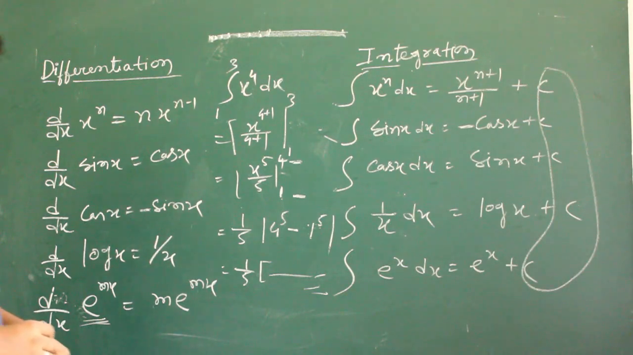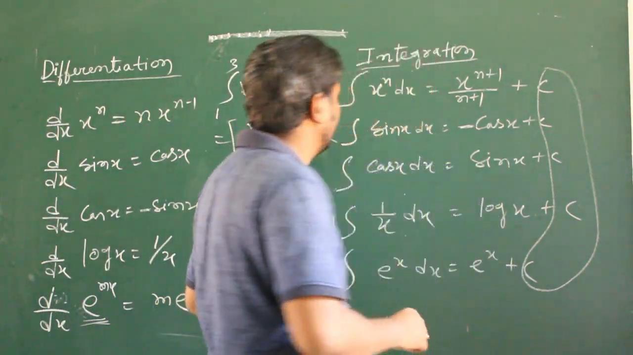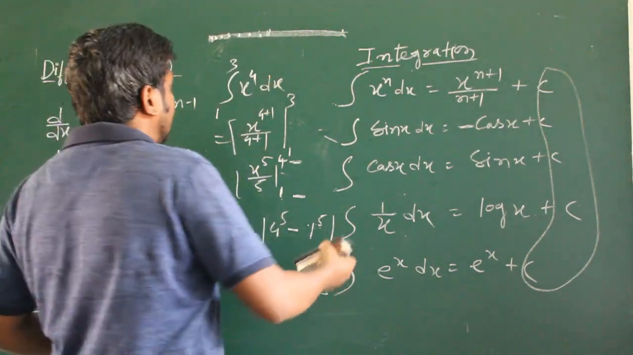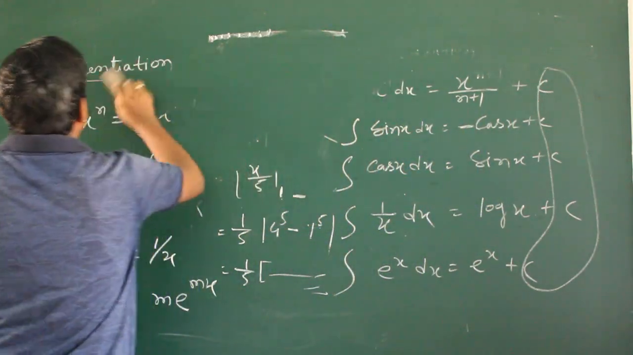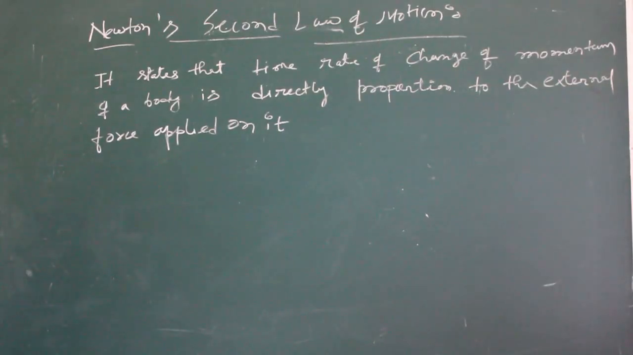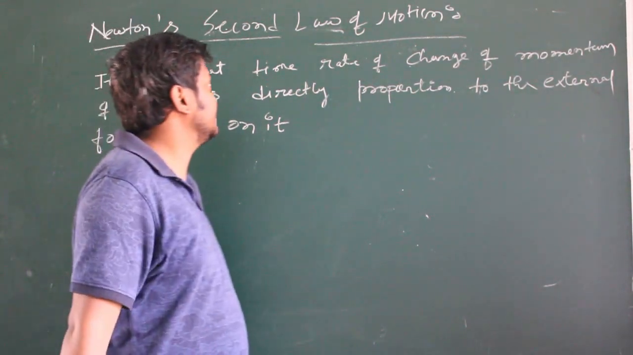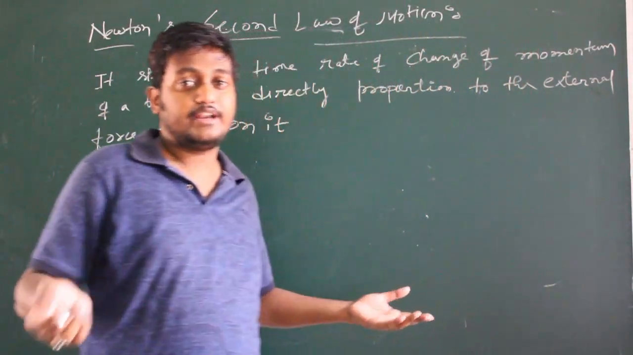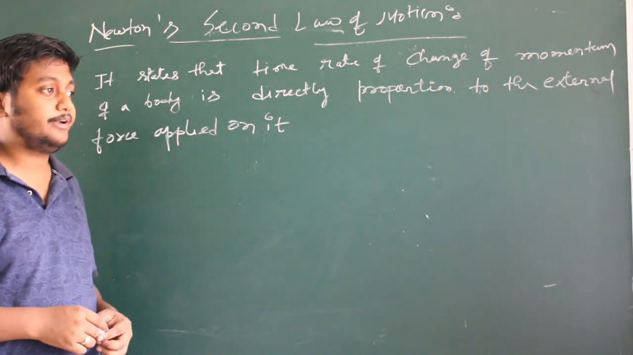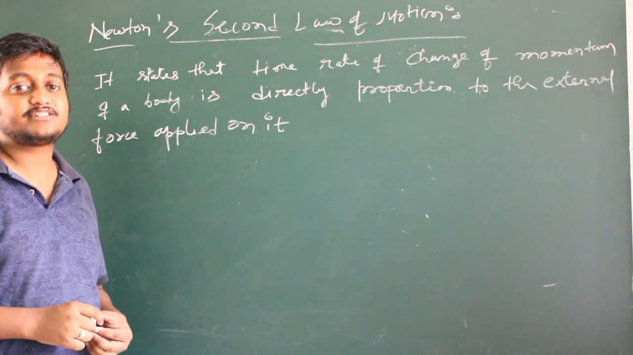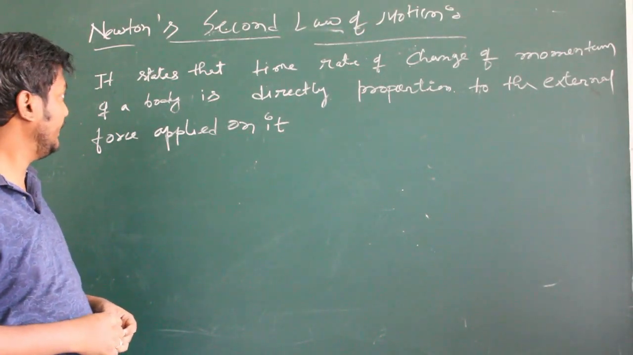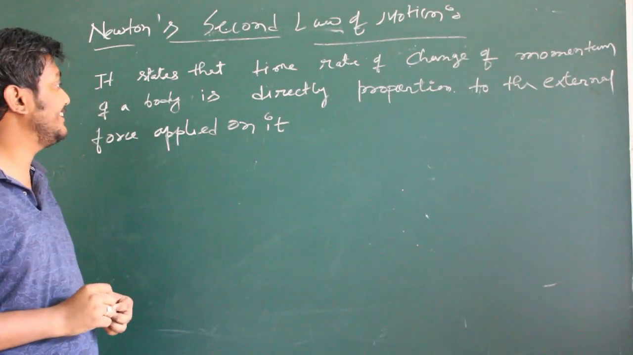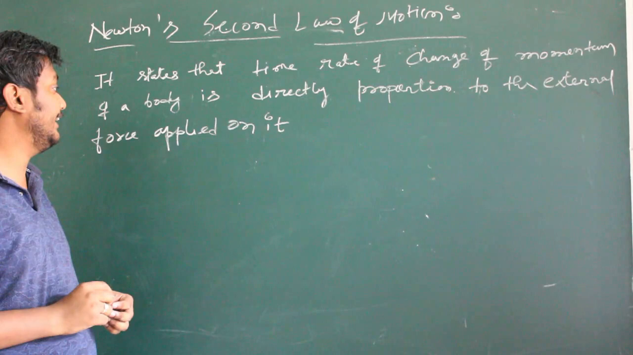Okay, so these are the basic concepts of differentiation and integration. Now we will discuss Newton's second law of motion. We already learned it in class 9. That is, what is Newton's second law of motion? That the rate of change of momentum is directly proportional to the external force applied on a body. Okay, so I have written here, it states that the time rate of change of momentum of a body is directly proportional to the external force applied on it.